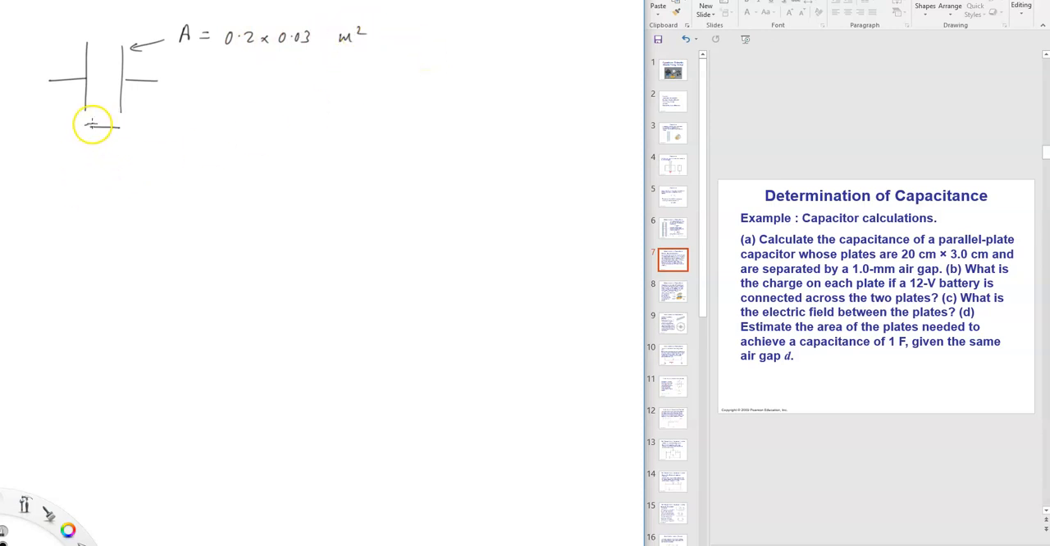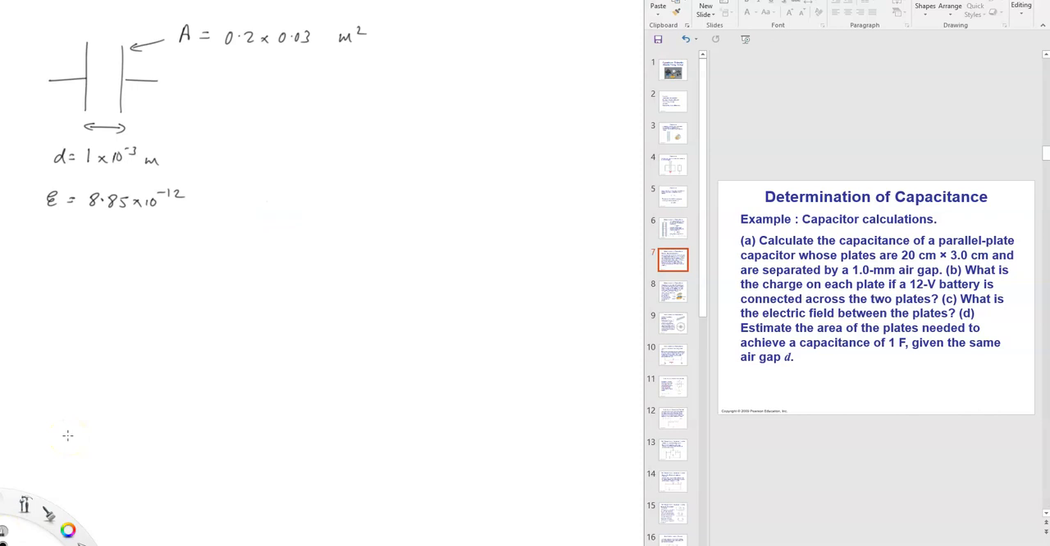Separated by a 1 millimeter gap. So 1 times 10 to the negative 3 meter gap. This is D. It's an air gap. So epsilon is 8.85 times 10 to the negative 12, as I remember. Let me double check. Okay, yes, epsilon is 8.85 times 10 to the negative 12. We've been using this for a while now, so I should have remembered that.